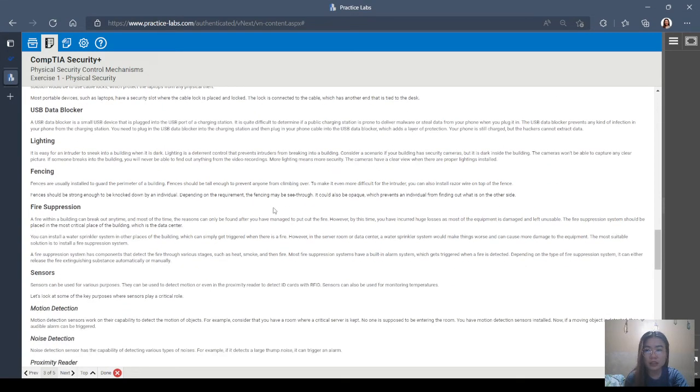Lighting. Without it, it is easy for an intruder to sneak into a building. When it is dark, lighting is the deterrent control that prevents intruders from breaking into the building. Consider a scenario where your building has security cameras, but it is dark inside the building. The cameras won't be able to capture any clear picture. If someone breaks into the building, you will never be able to find out anything from the video recording. More lighting means more security. The cameras have a clear view when proper lighting is installed.